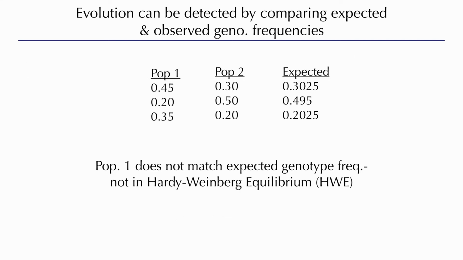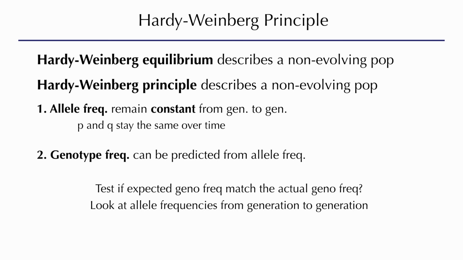You can see that population 1 does not match the expected at all. So we say that that one is undergoing microevolution, and particularly we can say that that one is not in what we call Hardy-Weinberg equilibrium, and we'll see that in a second. Population 2 is pretty close to the expected, so if we did statistics, we'd see that that's not actually a significant difference, and so that population would be in Hardy-Weinberg equilibrium. So let's look at that.